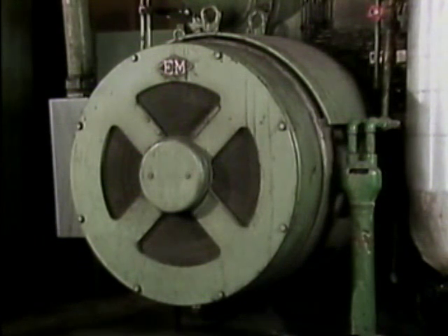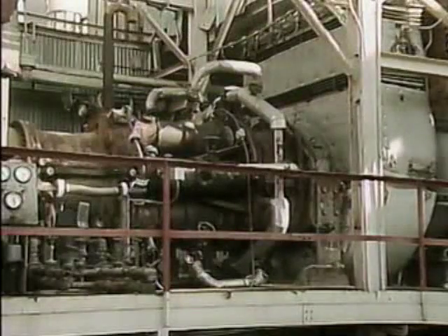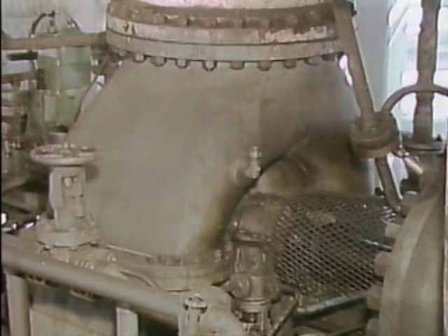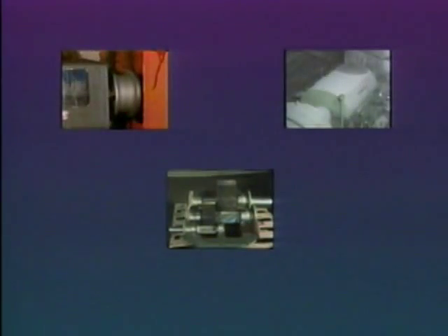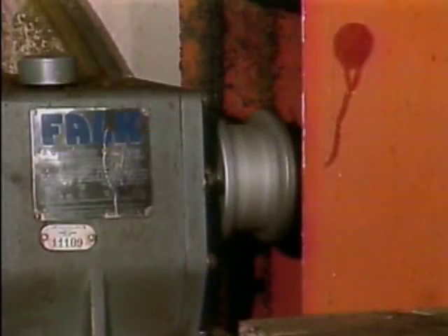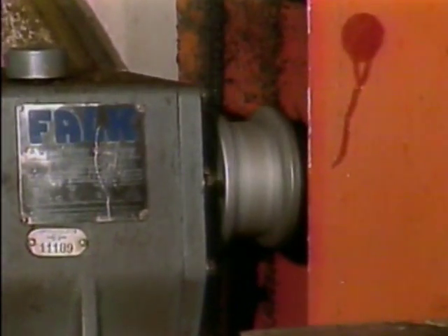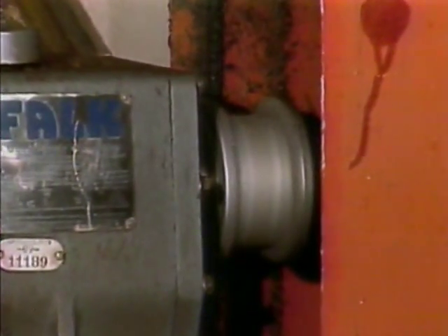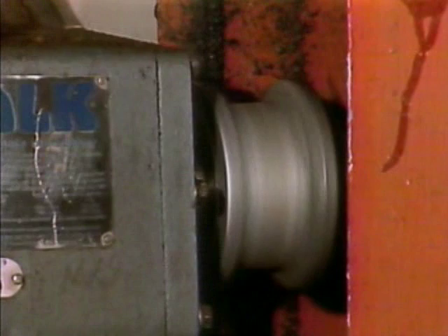Compressors are most commonly driven by electric motors, although in some cases you may find gas turbines or steam turbines used to drive compressors. Several types of devices are used to transfer power from a driver to a compressor. Three such devices are fixed couplings, variable speed couplings, and gear drives. A fixed coupling connects a driver shaft and a compressor shaft so that both rotate at the same speed.